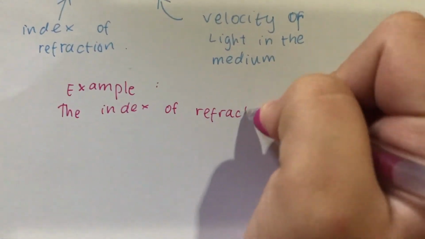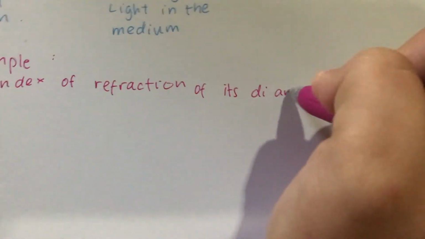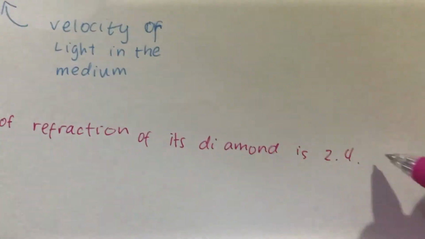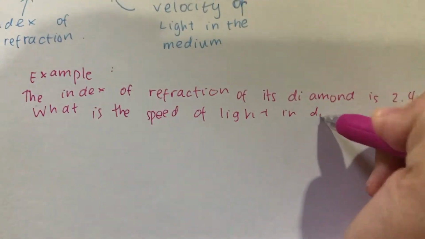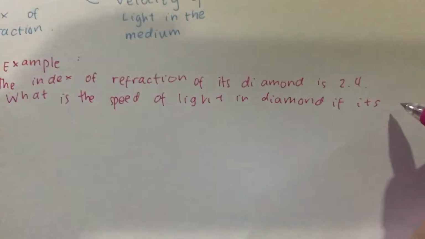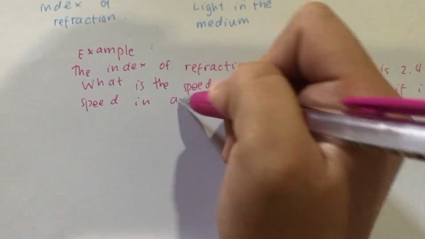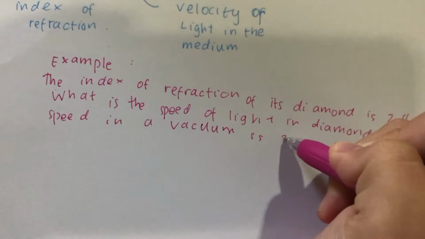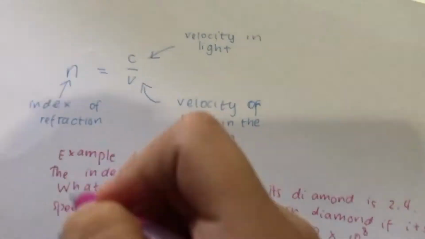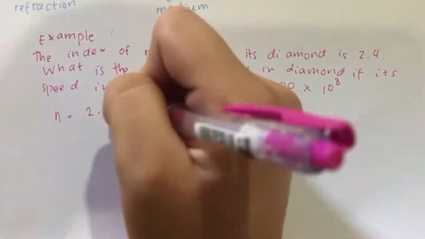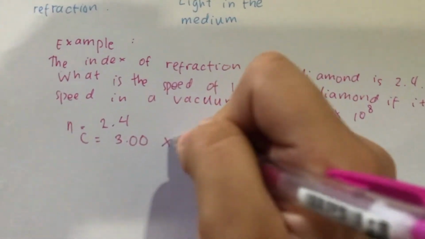The example is, the index of refraction of diamond is 2.4. What is the speed of light in a diamond if its speed in a vacuum is 3.00 times 10 to the power of 8? So the n is 2.4 and the c is 3.00 times 10 to the power of 8, and 2.4 equals 3.00 times 10 to the power of 8 over v. The result is 125,000,000.